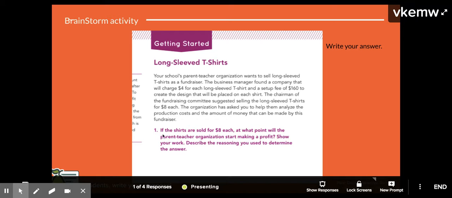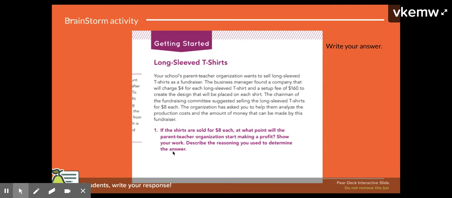What I want you to do now is, if the shirts are sold for $8 each, at what point will the parent-teacher organization start making a profit? Show your work, describe the reasoning you used to determine the answer. All I want you guys to do is write out an explanation of how you would approach this problem. Okay? Think about how you would approach this problem.